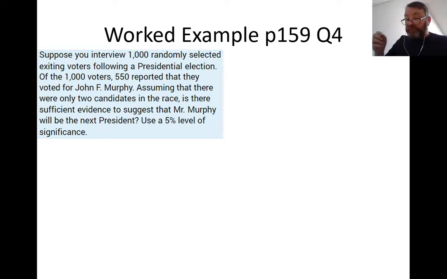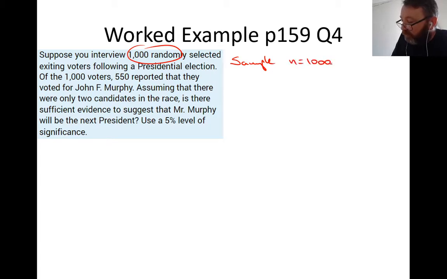So what I would do in a situation like this is I'd look to see what's the data that's given to me. Well, first of all, there are 1,000 randomly selected existing voters. That's a sample. And the sample size is 1,000. Okay, what else are we told?